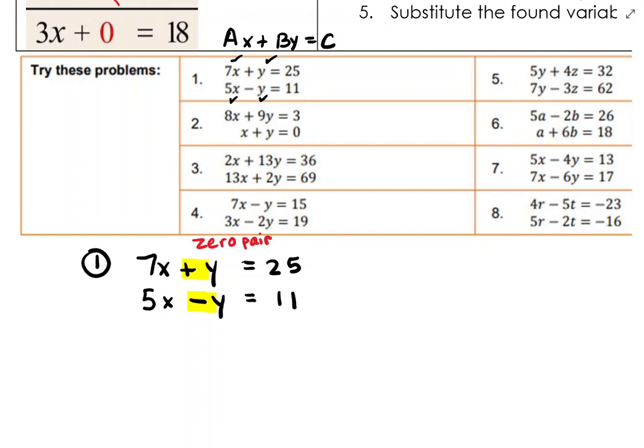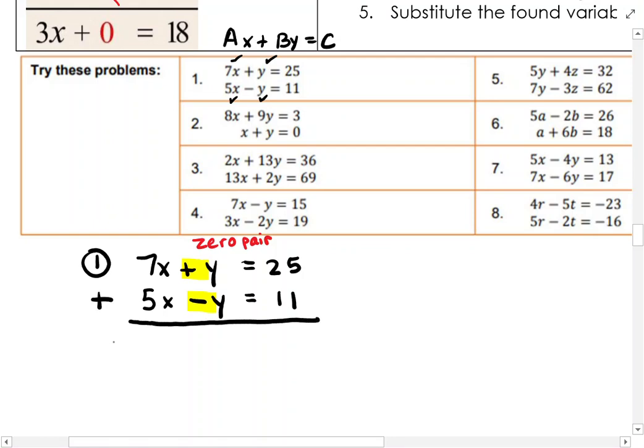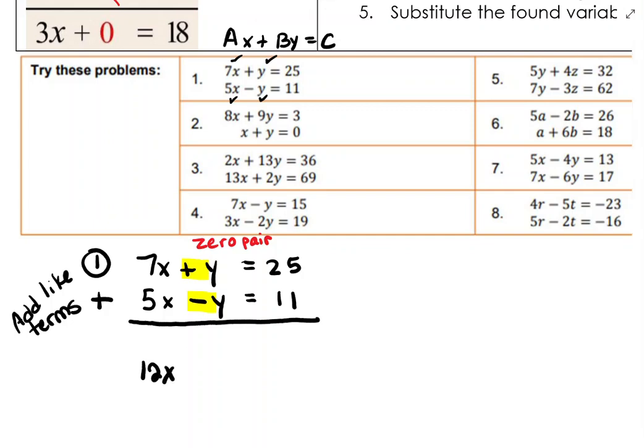All right, so now what you're going to do is combine these two equations. What do you mean combine? I mean add like terms. And it helps that we've already stacked them. Clear? So 7x and 5x is going to make 12x. These are going to cancel. All right, so there's nothing here, 0. Bring down the equal sign and add these two like terms. 25 plus 11 is 36. Okie dokie. All right, so now we're going to solve for x.